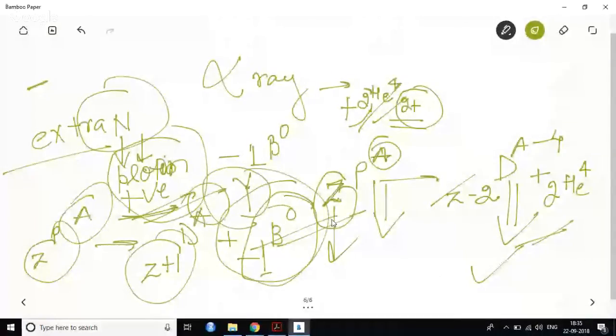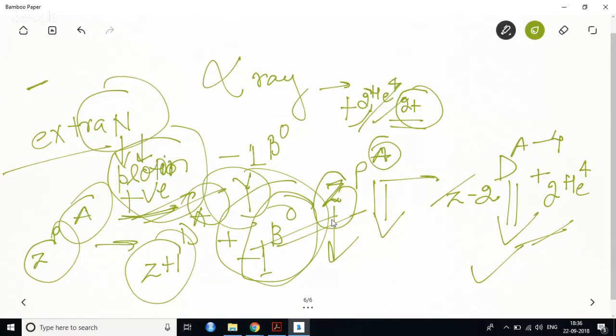So with gamma emission, what changes? The energy of the nucleus changes. With beta emission, the atomic number will go up by plus 1. With alpha emission, the atomic number will go down by 2 and the mass number will go down by 4. In beta emission, the mass number will remain the same. So guys, please remember all these things.